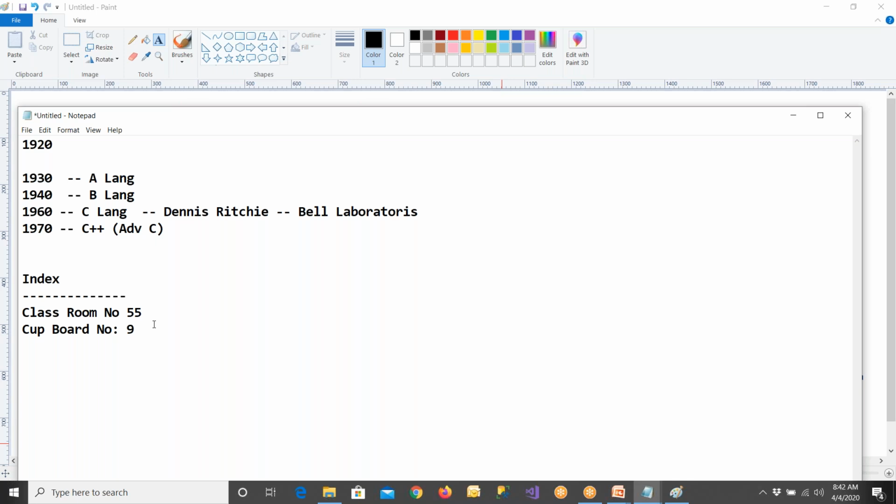Now he has informed me of the index, and tomorrow that guy is absent. But I know the index. So tomorrow morning I'll come to the college, and I know that the pens are stored in classroom number 55. I go to that classroom, I open cupboard number 9, and I should be able to retrieve the pens very, very easily. So this is called indexing. Clear? Okay, let us take one more example.